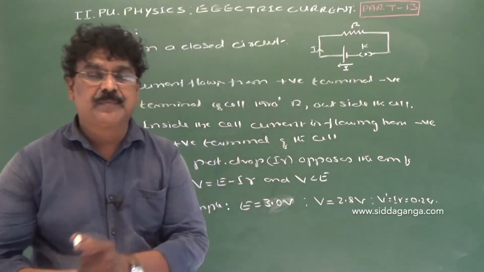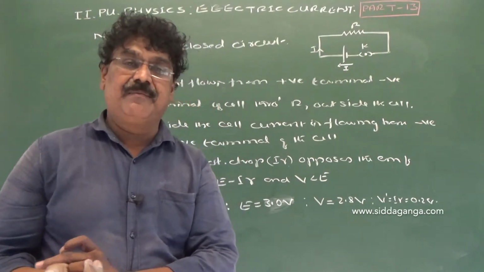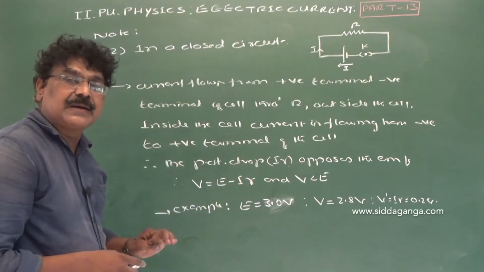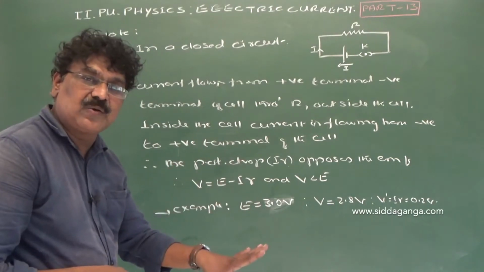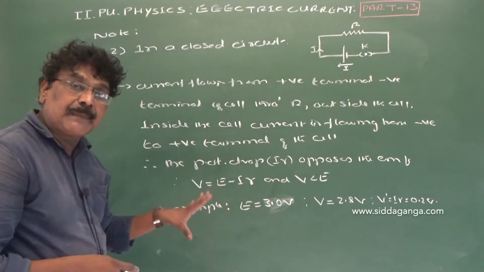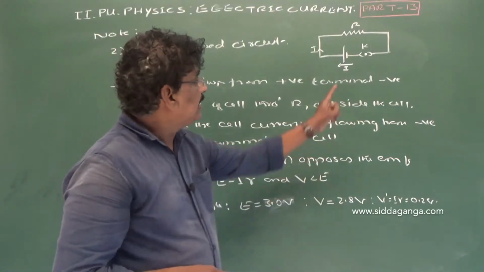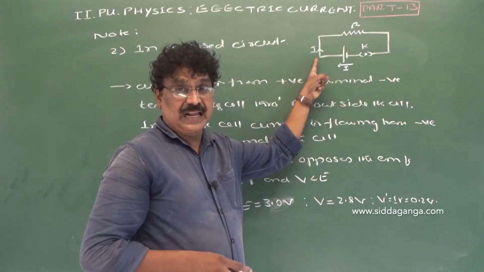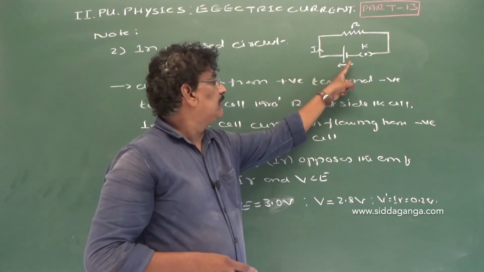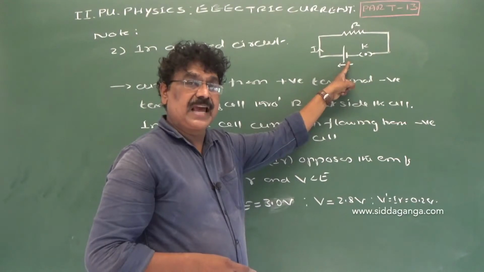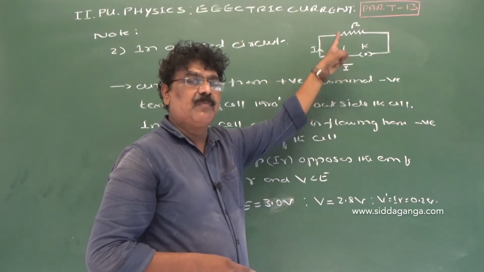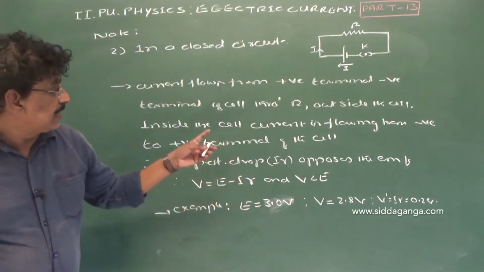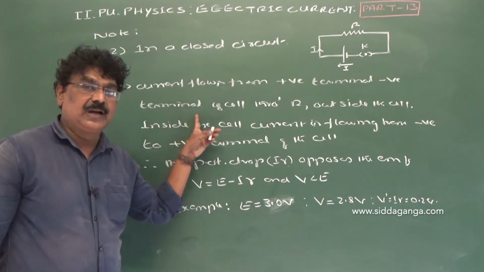How much potential difference is lost? Say 0.2 volt. Therefore, we call it potential drop, right? That potential drop in a closed circuit opposes the applied EMF, because here the current is flowing from negative terminal to positive terminal. Therefore, this potential difference across the internal resistance opposes the EMF of the cell. Is that clear? The direction is very important in a closed circuit.